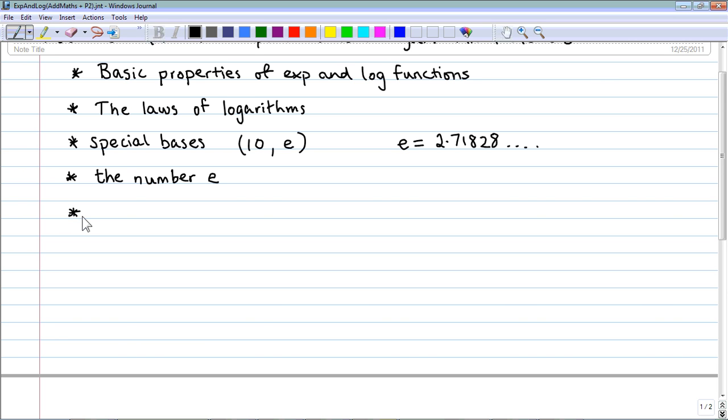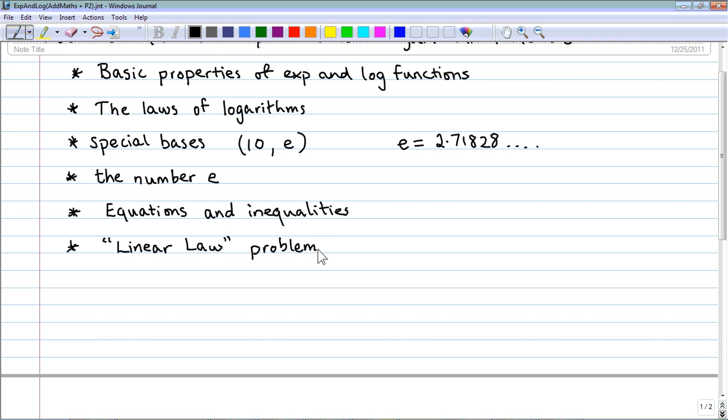Couple more things after that. Equations and inequalities. Really, how do we use this knowledge that we develop up here to solve problems, to find the answers to equations and inequalities using obviously exponential and logarithmic functions. And the last section is going to be about what we might call the linear law problems. That's not a very good name, to be honest, but it's good enough. And that will be important because that kind of question is very common on the exam.